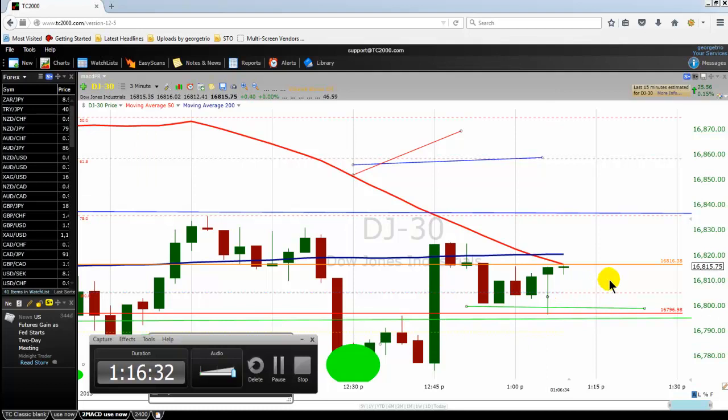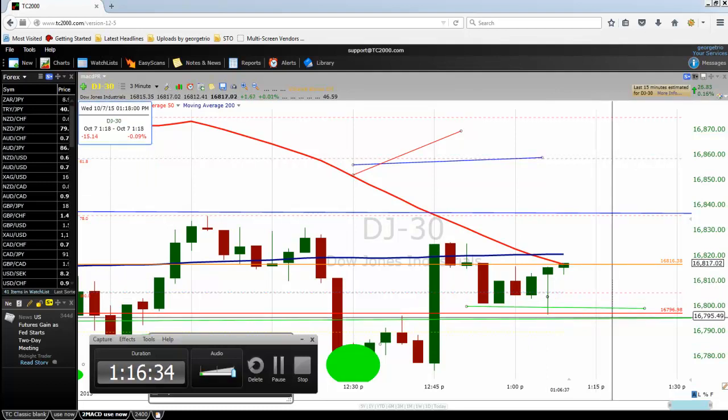Hold on please. I want to place my stop loss right here so you can see, 16795. I want to use 25 pip for this. I think it's reasonable.